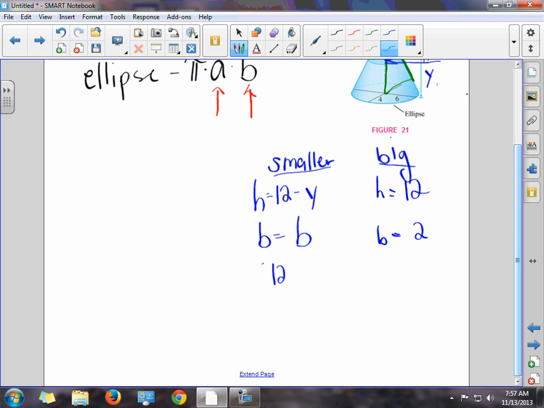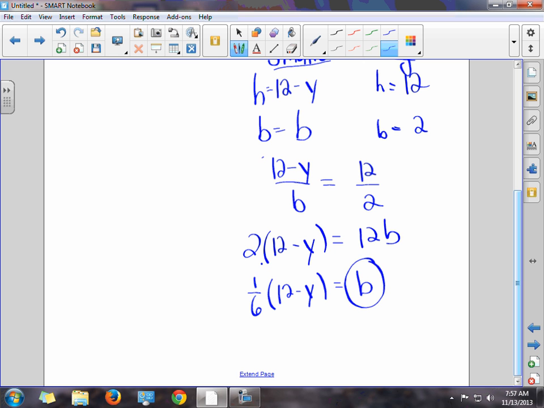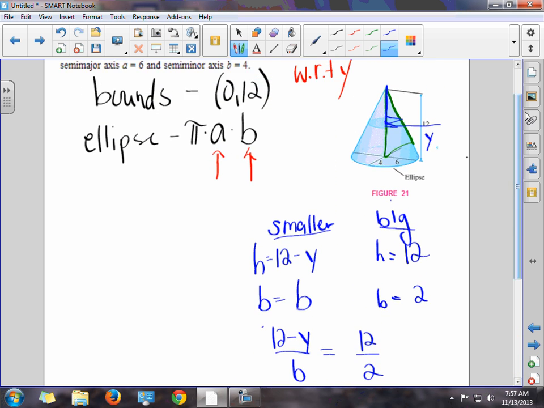So I know that 12 minus y over b is going to be equal to 12 over 2. So I can cross multiply. This is going to be 2 times 12 minus y is equal to 12b. So that means that 1 over 6 times 12 minus y is equal to b. So now I've got half the work done. I've written a formula for b that's only in terms of y. So now let's do it for the other side.